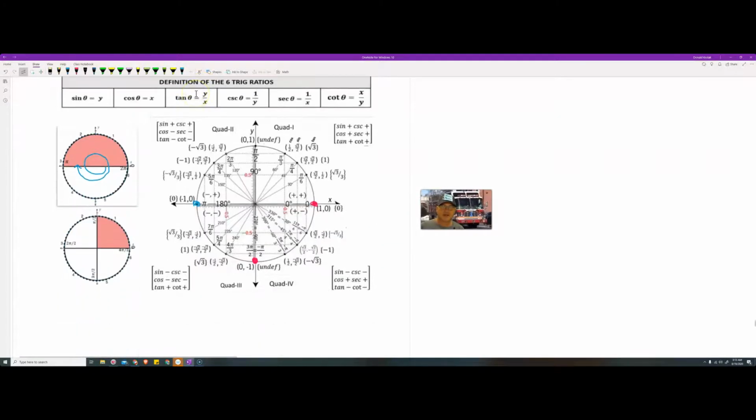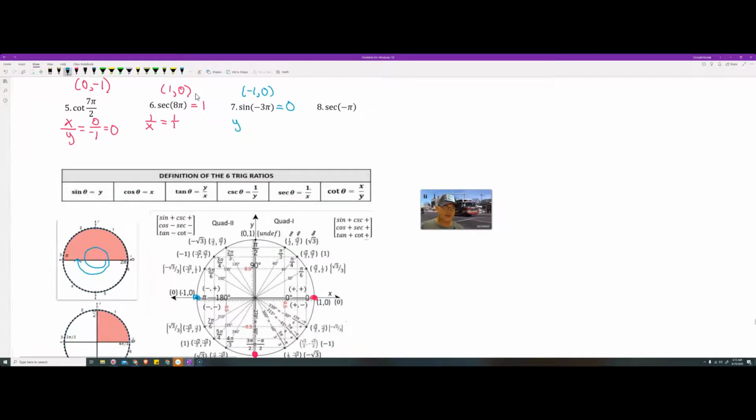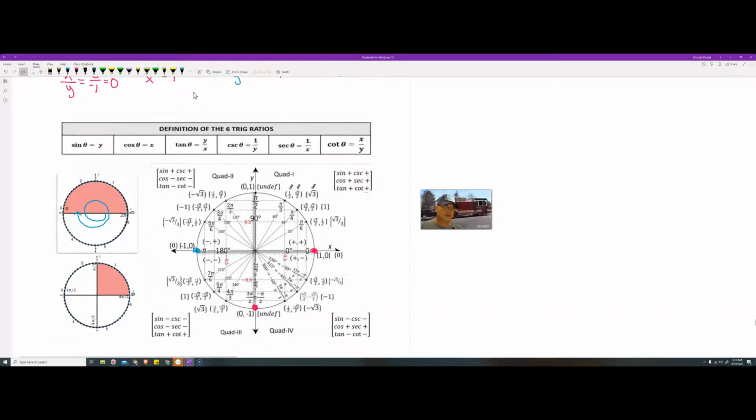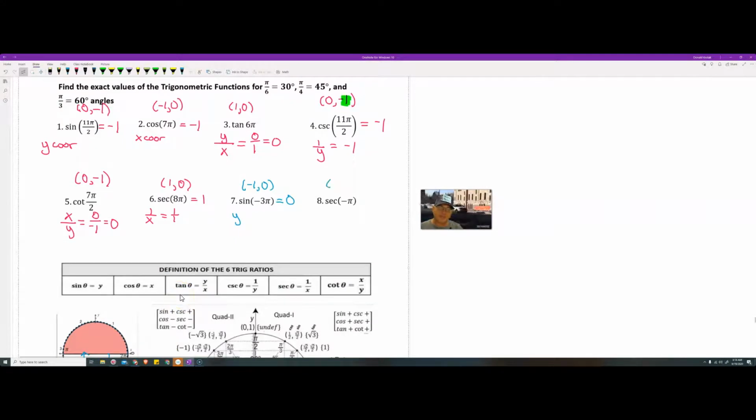Okay, and then finally, negative pi. It's going to be at the same place. Start at the positive x-axis, go negative 1 pi. It's also going to have the same endpoint, -1, 0. And secant is 1 over x. So that's 1 over -1, which is -1.